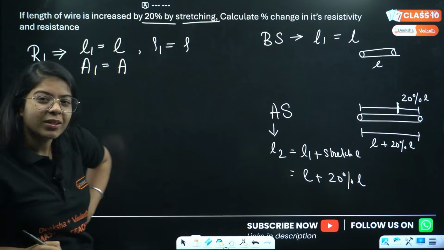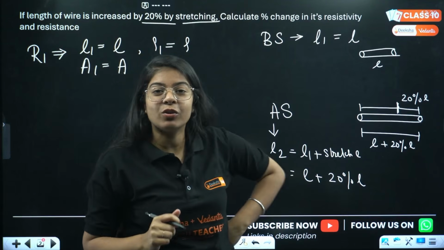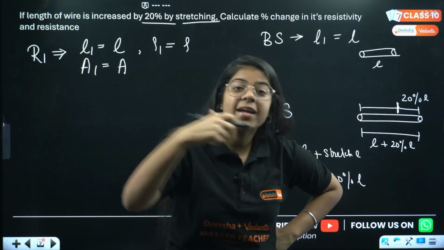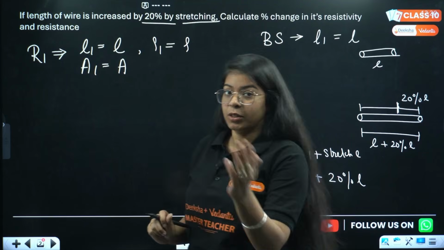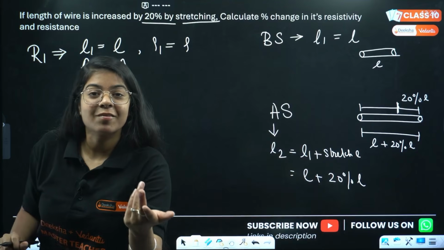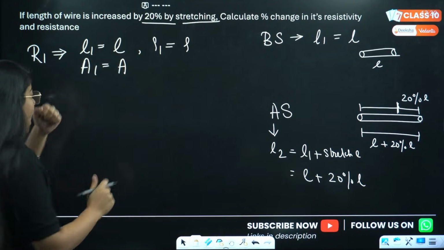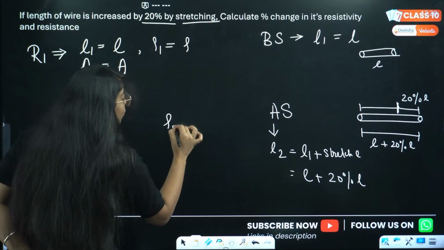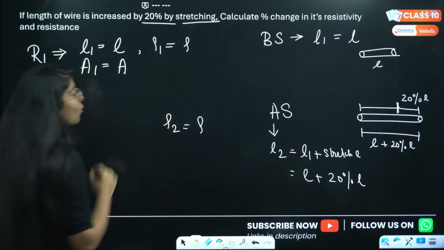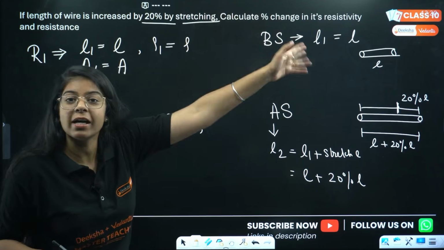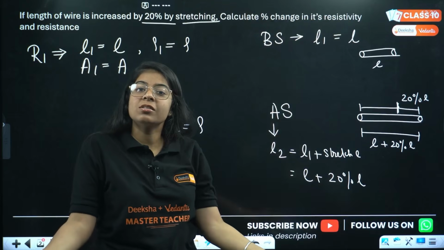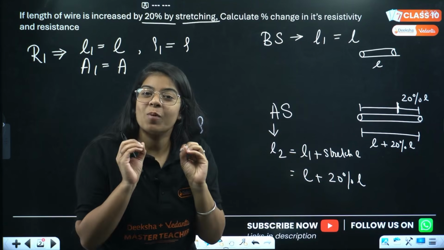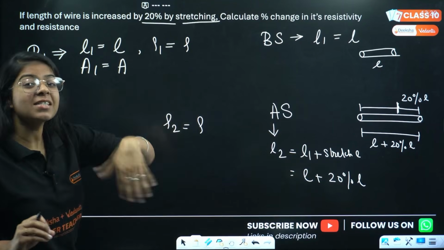And what else do we need? Resistivity, rho 1, let's say simply rho. Now tell me one thing, this is very basic, we have studied all through the year, that if the same wire is stretched, the material of the wire remains the same. If the material of the wire remains the same, resistivity remains the same. So rho 2 will be simply rho. So in this question we have already answered one thing, that is percentage change in resistivity. There is no change in resistivity, that is 0%, right? Only thing left is resistance.